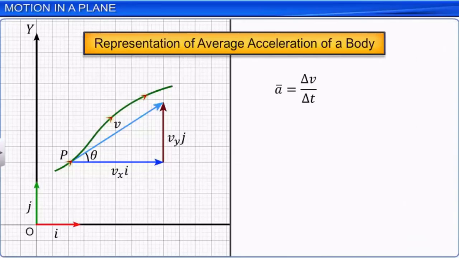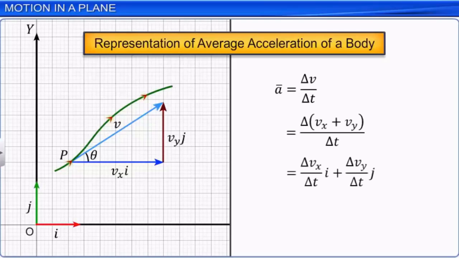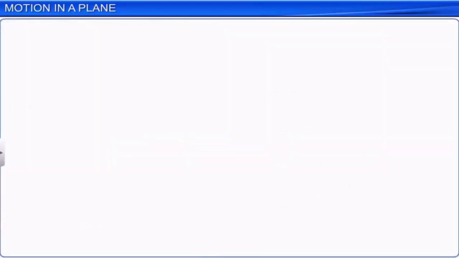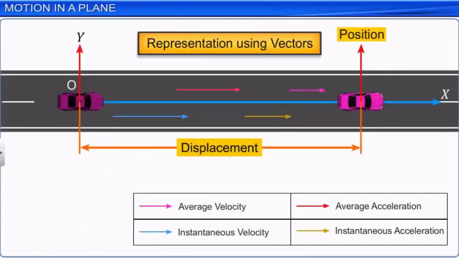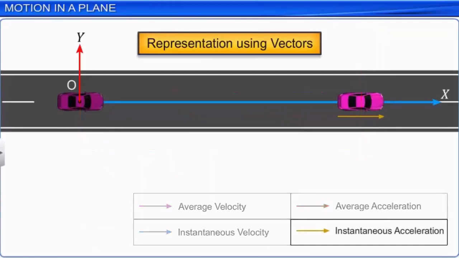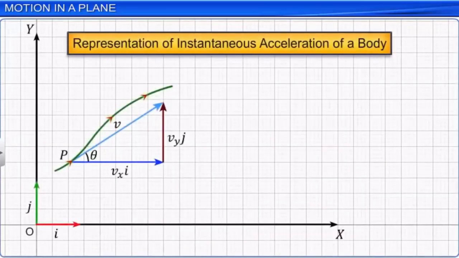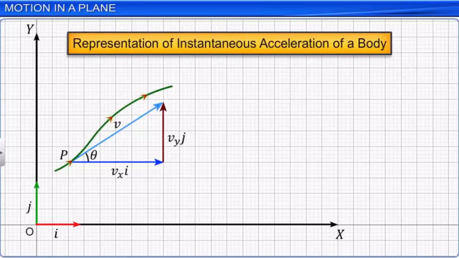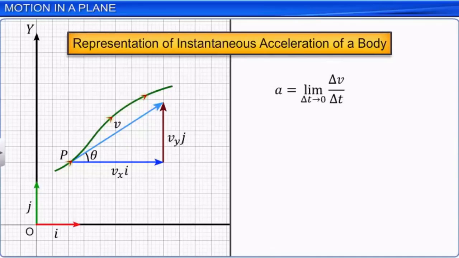Finally, let's discuss the representation of instantaneous acceleration of a body using vectors. Consider the body moving in the xy plane. The instantaneous acceleration or acceleration is the limiting value of the average acceleration as delta t approaches 0. On simplification and substitution, we get a equals ax i plus ay j. We can understand this limiting process by using graphs showing the motion of the body.